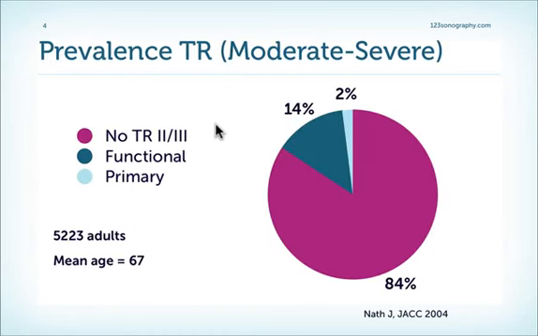But significant tricuspid regurgitation, in other words, TR moderate to severe, is also a fairly frequent finding, at least in a patient population that has a mean age of 67 years. If we then look further at what the cause of significant TR is, then we see that the functional cause is more frequent than the primary. We'll talk later about what we mean by functional and primary tricuspid regurgitation.